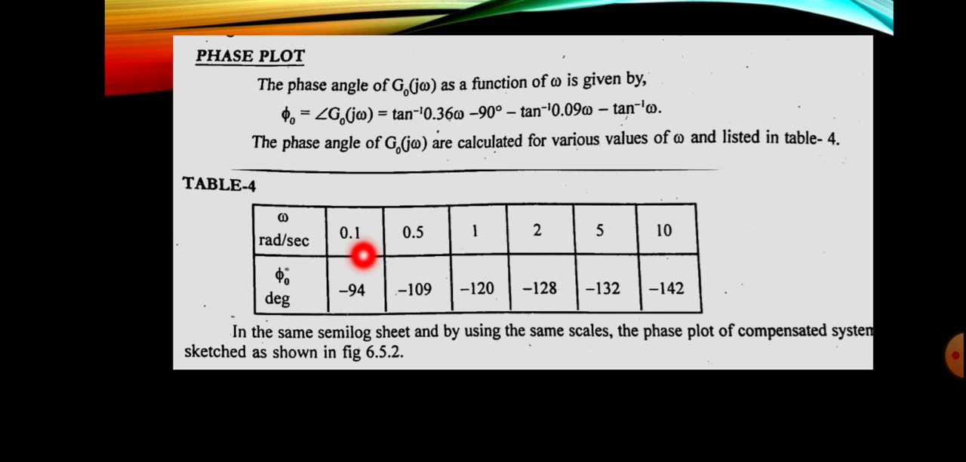So here it is used as 0.1, 0.5, 1, 2, 5, 10. These values are chosen for simplicity, so you can easily mark it on the graph sheet. That is why the omega values are taken like this. You can either go for 2.8 value, 11.8 or whatever it is. So for those values, the corresponding phase values will be like this one. And you can plot this phase value on the graph sheet.